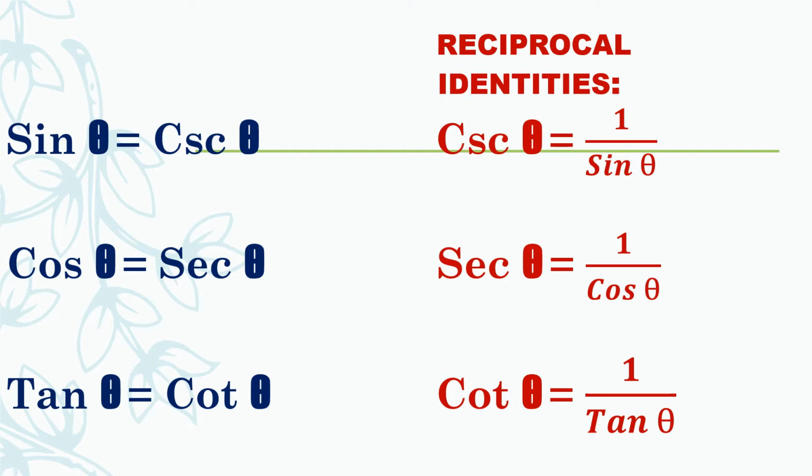Therefore, we have the first one. The reciprocal identity of cosecant is equal to what? 1 over sine theta. Then the question, what would be the reciprocal identity of sine? Obviously, the answer is 1 over cosecant. The second reciprocal identity is the secant theta, which is equal to 1 over cosine. And obviously, the reciprocal identity of cosine is equal to 1 over secant. Let's move on to the last one. We have the cotangent theta is equal to 1 over tangent theta. Let's proceed.